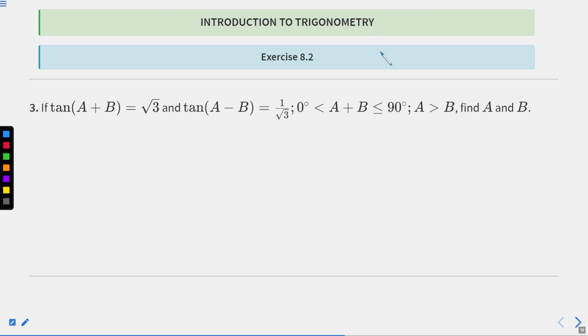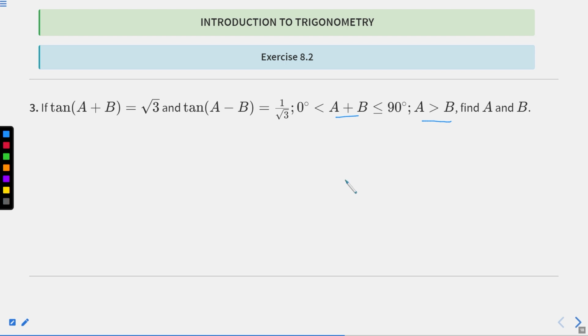In question number 3, we are given that tan of A plus B is equal to root 3, and tan of A minus B is equal to 1 by root 3. The angle A plus B satisfies 0 degree less than A plus B less than or equal to 90 degree, and A is strictly greater than B. We have to find the values of A and B.